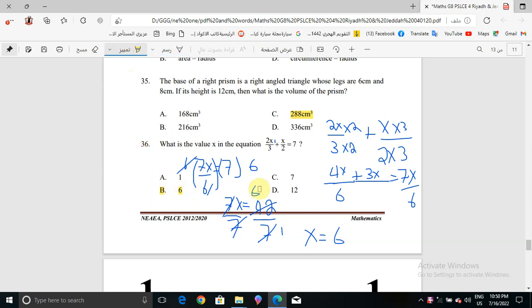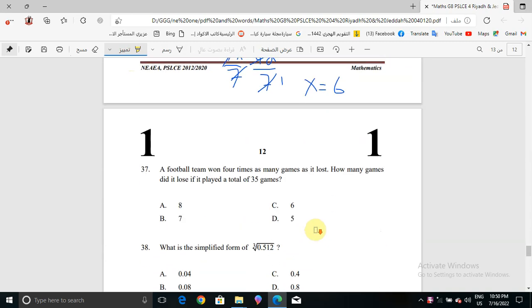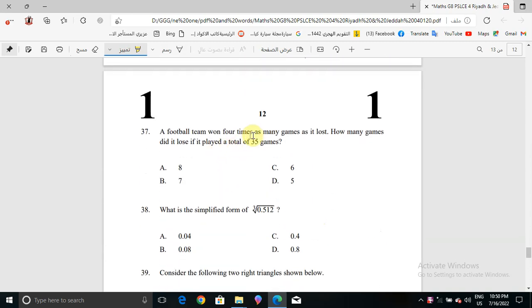Now in question number 37, a football team won 4 times as many games as it lost. How many games did it lose if it played a total of 35 games? Now what we will do here, we have 4x plus x, that's the games that we don't know, is equal to 35 games, right? Then 4x plus x will be 5x, which is equal to 35.